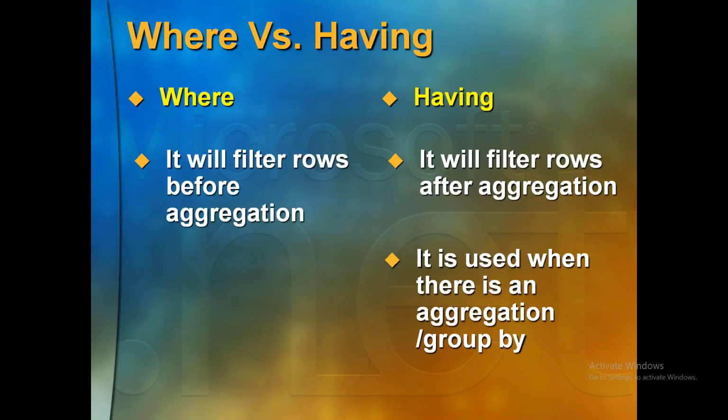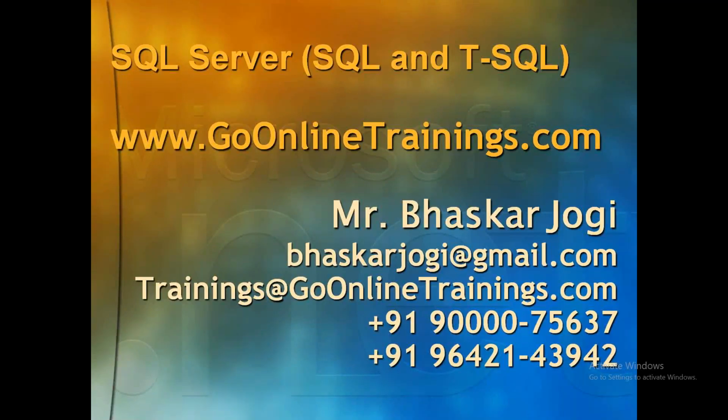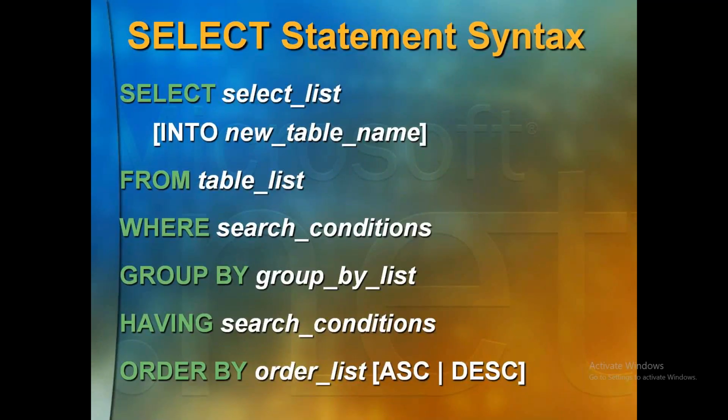That is a similarity. But the difference is before aggregation, before group by, where is going to be executed, and after group by and aggregation, having clause is going to be executed. Clear? So having clause should have only 5 things: sum, min, max, average, count star. Only these have to be there in the having clause. So not having product equals to FD. So like that you must not write in your having clause. Clear, guys? And this is the complete syntax of query.